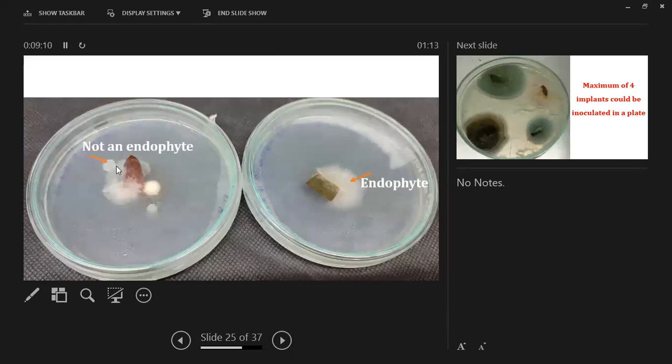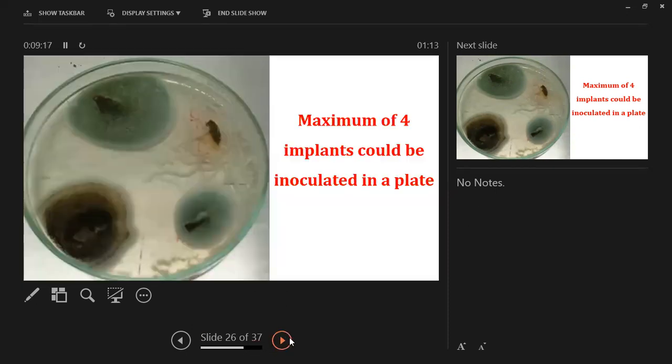See, this is a bacterial contamination. It is very clear here. It's not an endophyte. This is a fungus or mold that is coming out of the leaf. It is an endophyte. All right.